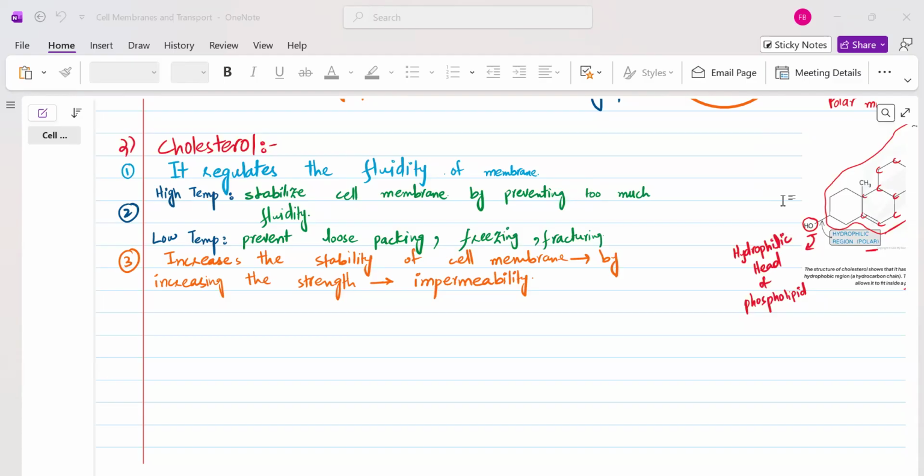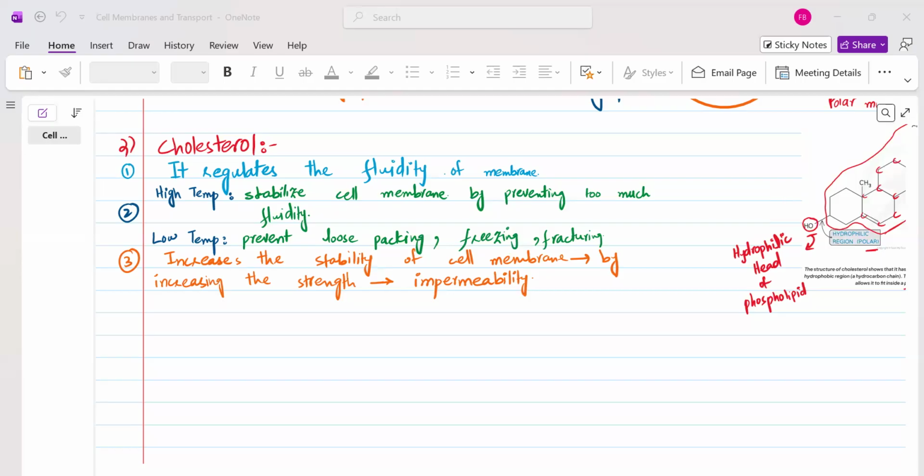Cholesterol maintains membrane fluidity. It prevents the membrane from being too tightly packed when it's too cold, and when it's too hot, it prevents it from being too loosely packed. Because if it's too tightly packed, there will be a decrease in fluidity, and if it's too loosely packed, there will be an increase in fluidity. So it maintains the membrane fluidity.